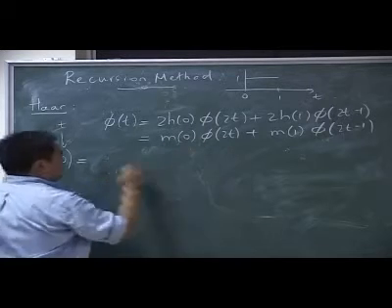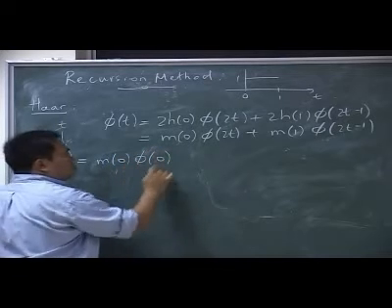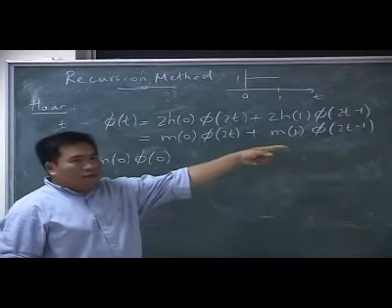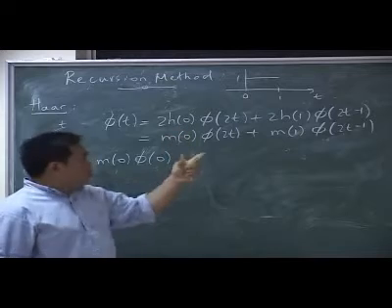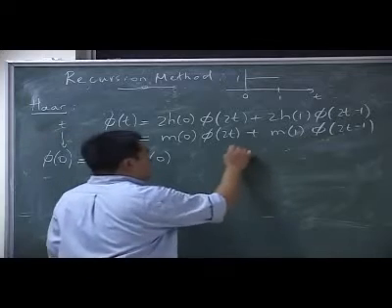M naught phi naught, right? And 0 times phi of 0. Do we have this? Phi of minus 1. What is phi of minus 1? 0. So you only have one term. Okay? What does phi of 1/2 look like?